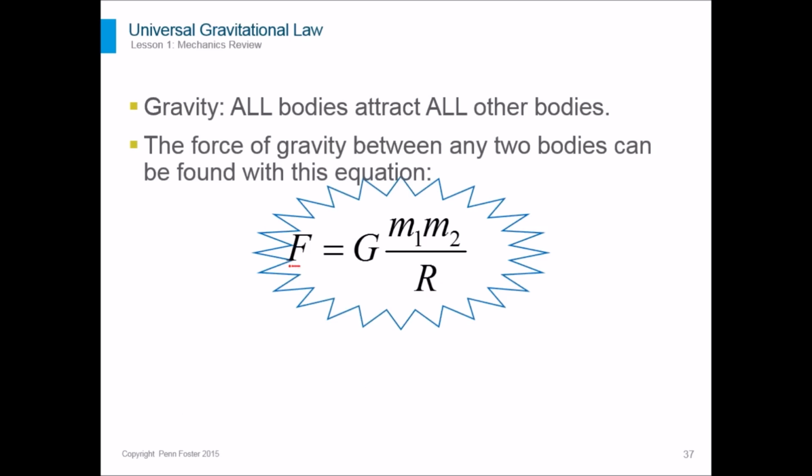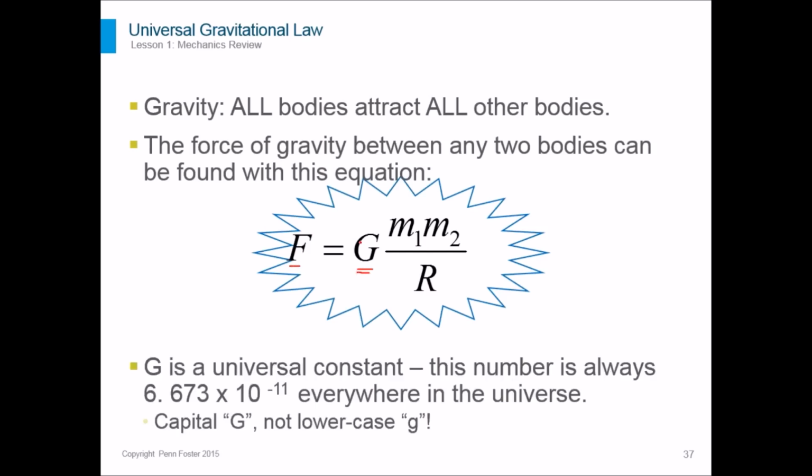So in this equation, F is the force of gravity. G is a constant. G is called the gravitational constant. And notice this is a capital G, not a lowercase g. Lowercase g is always 9.8, but this is a capital G. It's the universal constant for gravity. And the number for it is always going to be 6.673 times 10 to the negative 11th. Okay? Whenever you see that, that's just the number that you're going to put into the problem, 6.673 times 10 to the negative 11th. And then we take the mass of the first object times the mass of the second object divided by the distance between them.